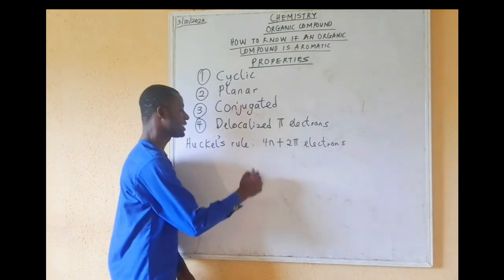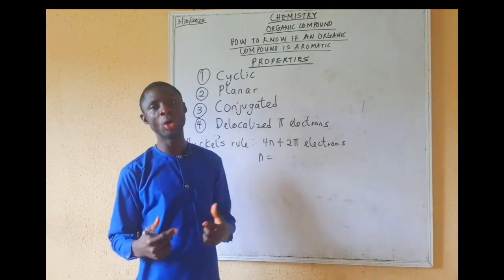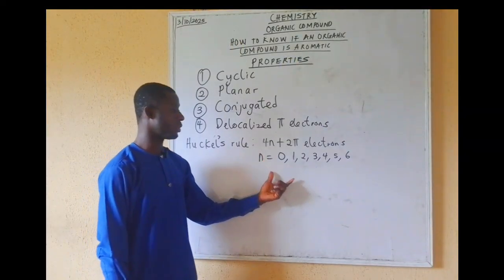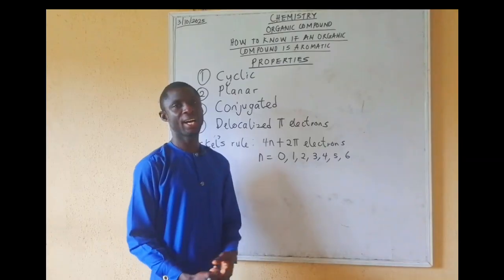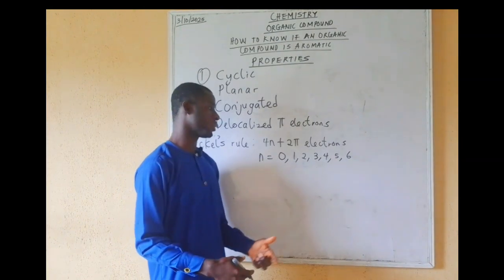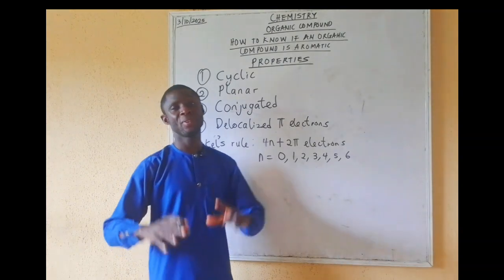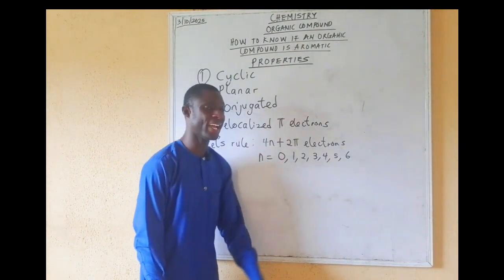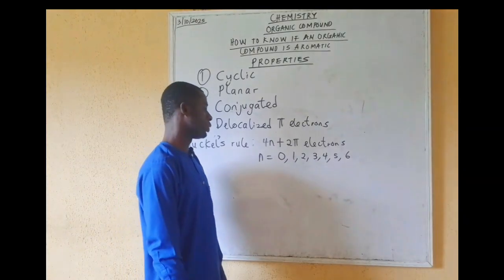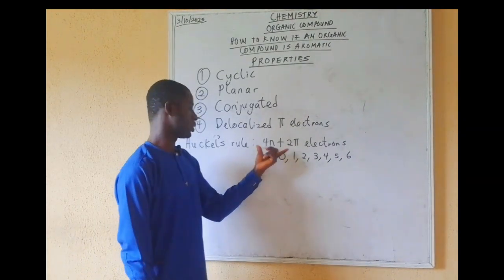What does this n mean? It means a non-negative integer. This n starts from 0 and mostly it stops at 6. So our n is 0, 1, 2, 3, 4, 5, 6. If we want to know if a compound is aromatic, it must have 4n plus 2 pi-electrons. So we'll be slotting these integers into this formula.